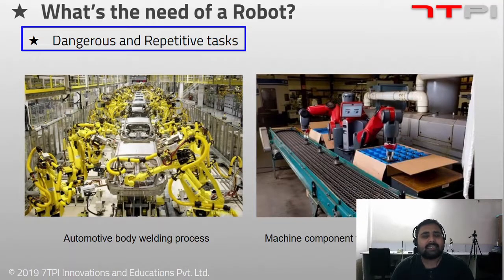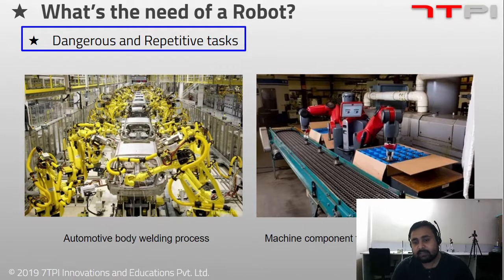Now the second is dangerous and repetitive tasks. You can see here a robot assembly for building a car or automobile. If this work was done by a lot of humans, it would definitely have taken a lot of time, and there could be some kind of errors also because humans are involved. But in the case of robots, everything is precise and programmed, and that work is completely taken care of by the robots.